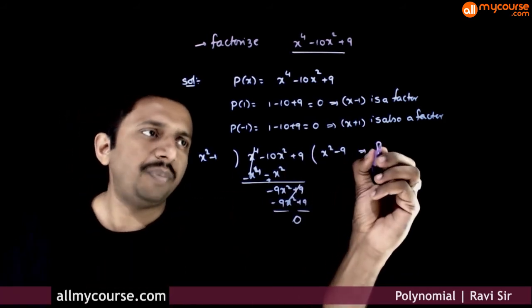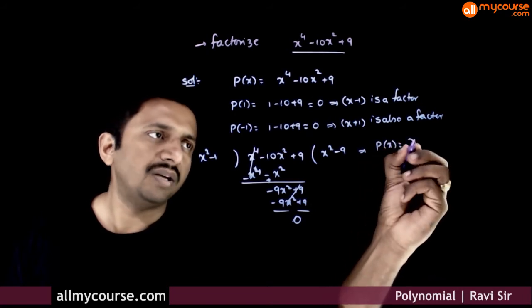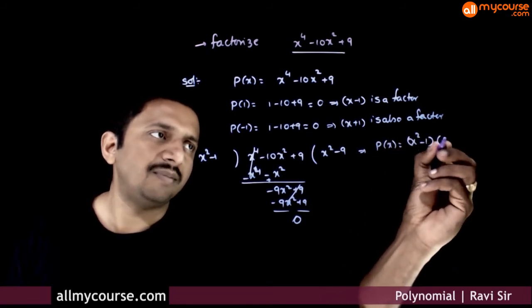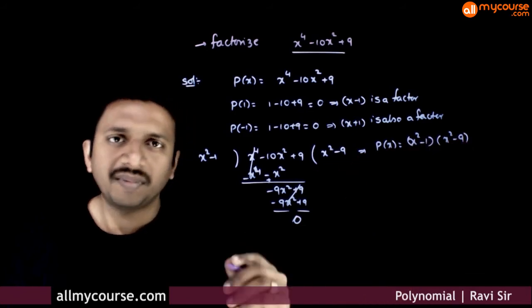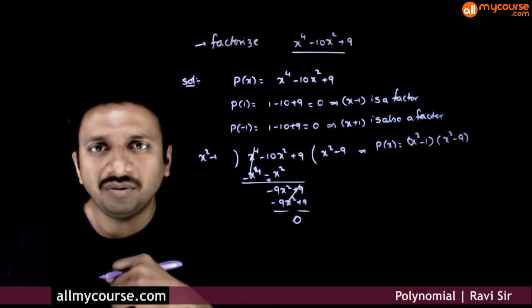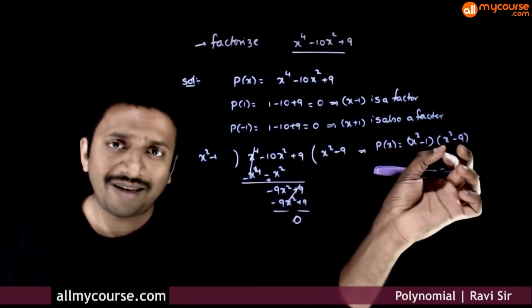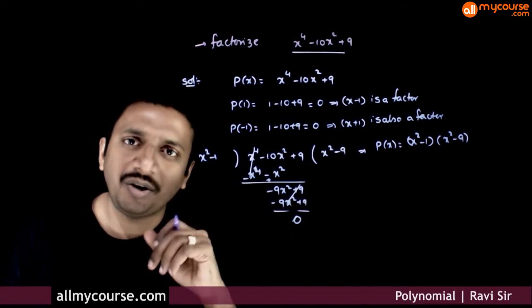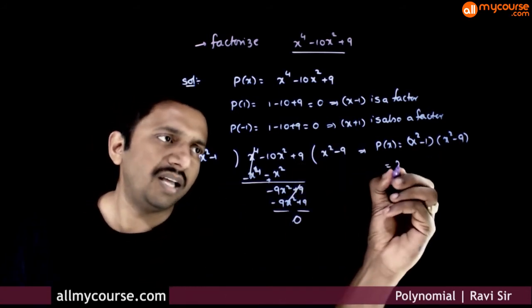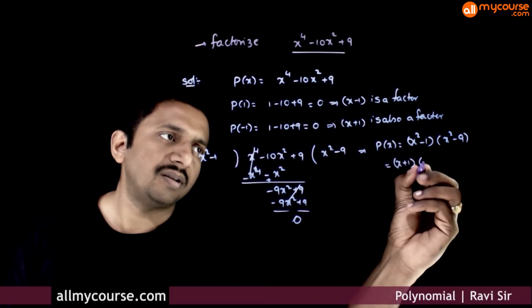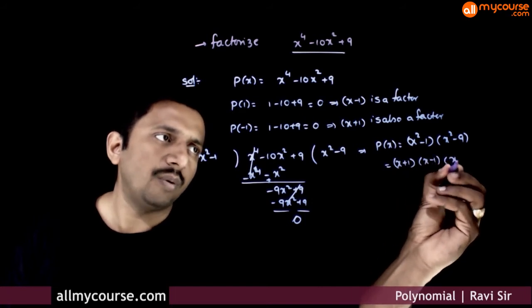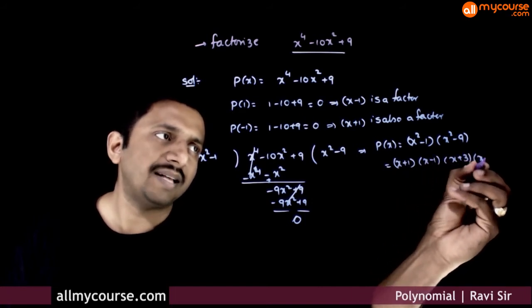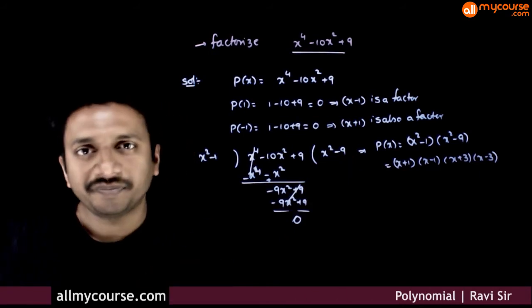This implies p of x is equal to x square minus 1 times x square minus 9. This quadratic factor is very easy to factorize. This is nothing but x plus 3 into x minus 3. So that is equal to x plus 1 times x minus 1 into x plus 3 times x minus 3.